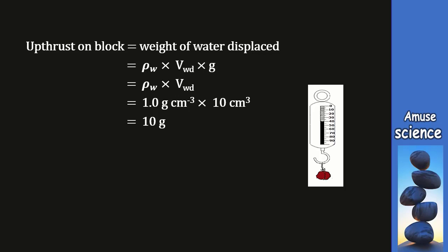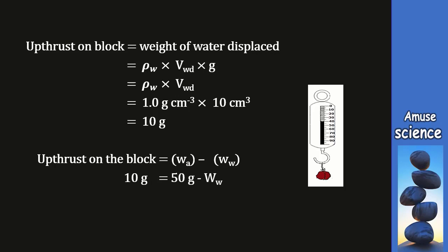So let us go back to the equation that we wrote. Remember, we wrote that the upthrust on the block is equal to the weight in air minus the weight in water. Now let's substitute in the figures. We are going to get 10 grams is equal to 50 grams minus W_w. I'm making W_w the subject. We are going to get W_w is equal to 50 grams minus 10 grams. Our final answer is 40 grams. So the mass of the block in water is 40 grams and is the same as the reading on the spring balance.